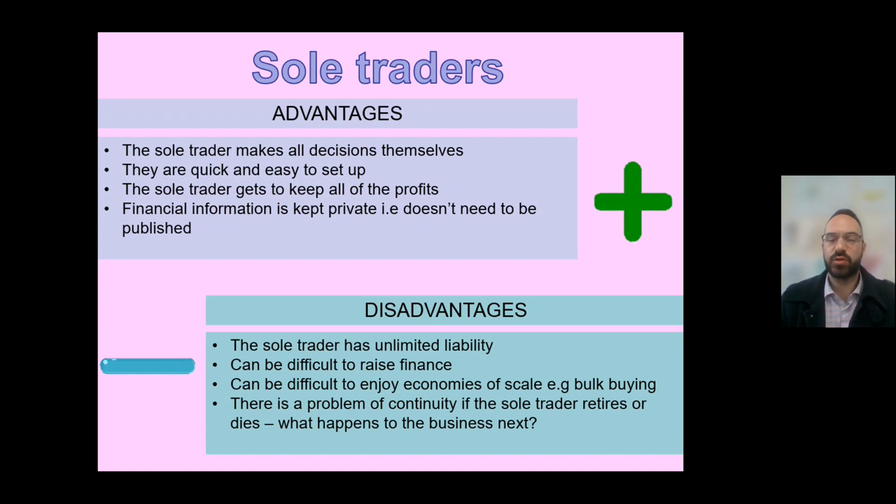When you're a sole trader, it can be difficult to raise finance, because there's a lot of higher risk when you're on your own, so it can be really hard for other people to lend you money. It can be difficult to enjoy economies of scale. When you're bulk buying, often the idea is that you can buy massive amounts of stock at a discounted price, so you get a better profit margin on them. When you've got a small business, you don't really have a lot of places to store lots of stock, so therefore you don't really get those benefits.